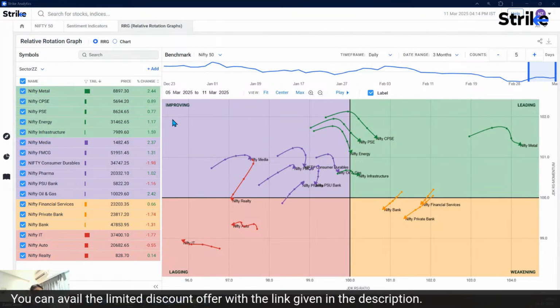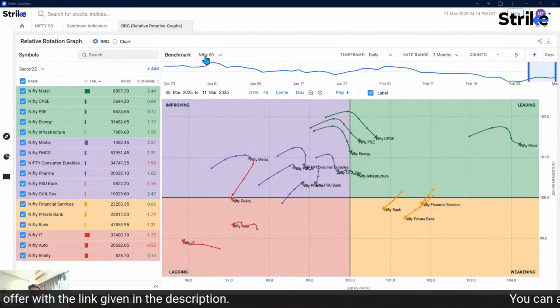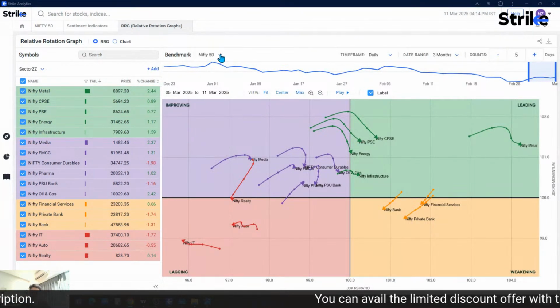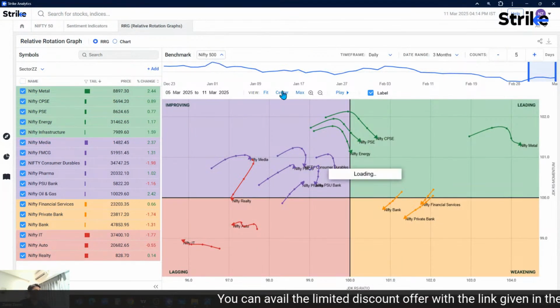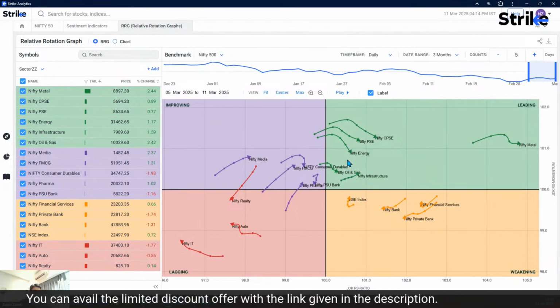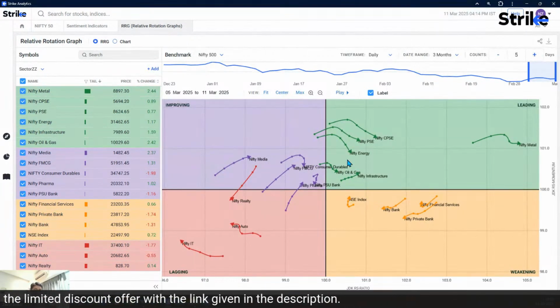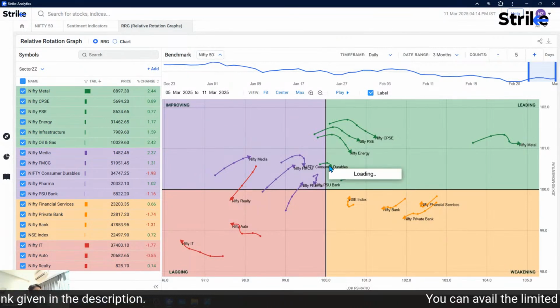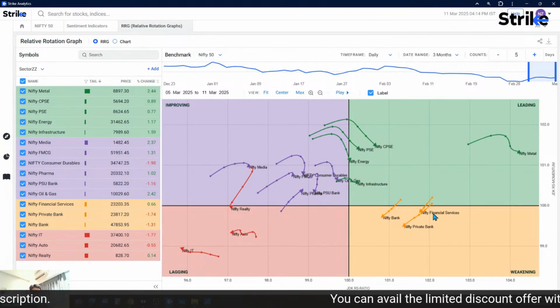So over here, by default, the benchmark is Nifty 50. If you are looking at sectors, the benchmark is Nifty 50, or you can convert it into Nifty 500 also. But Nifty 500 has many stocks and all those things. We want precise benchmarking. That is, Nifty 50 is a good way to use as the benchmark.